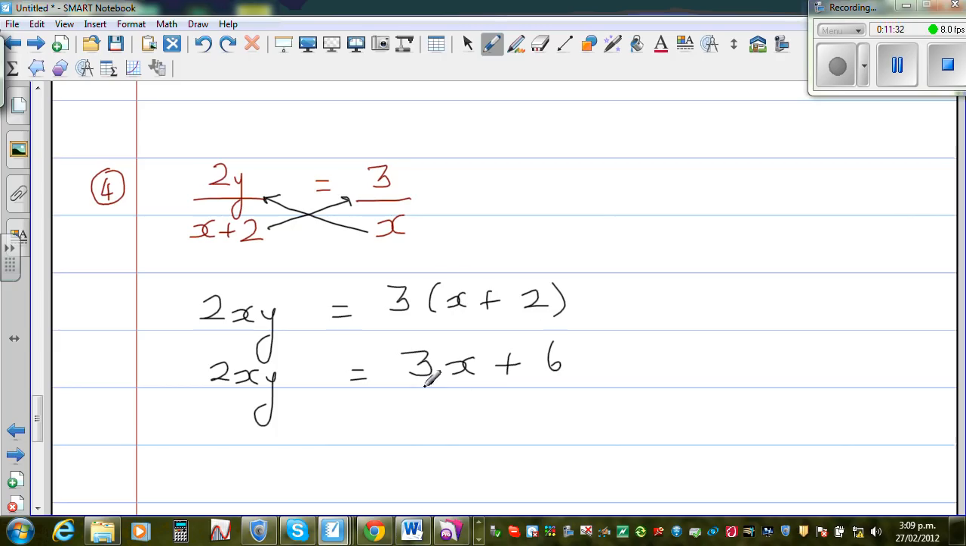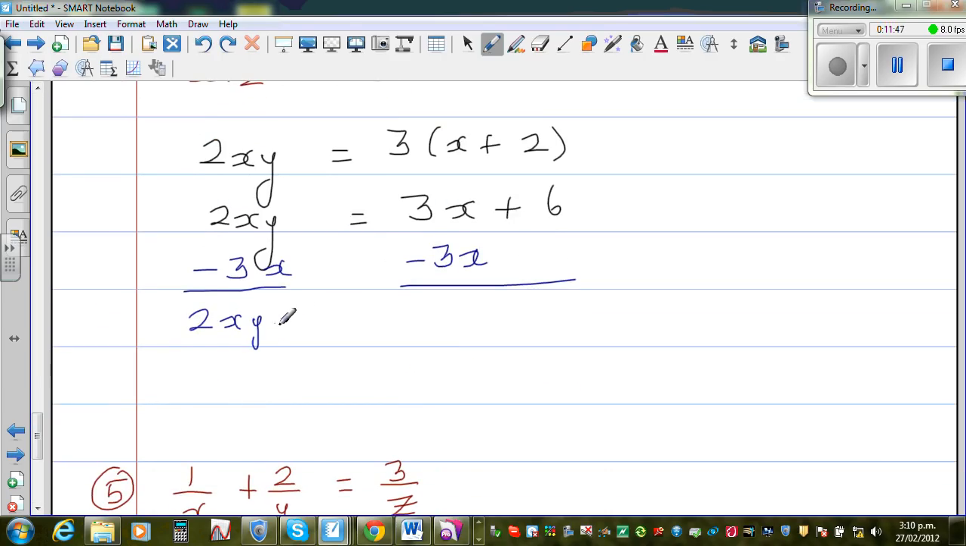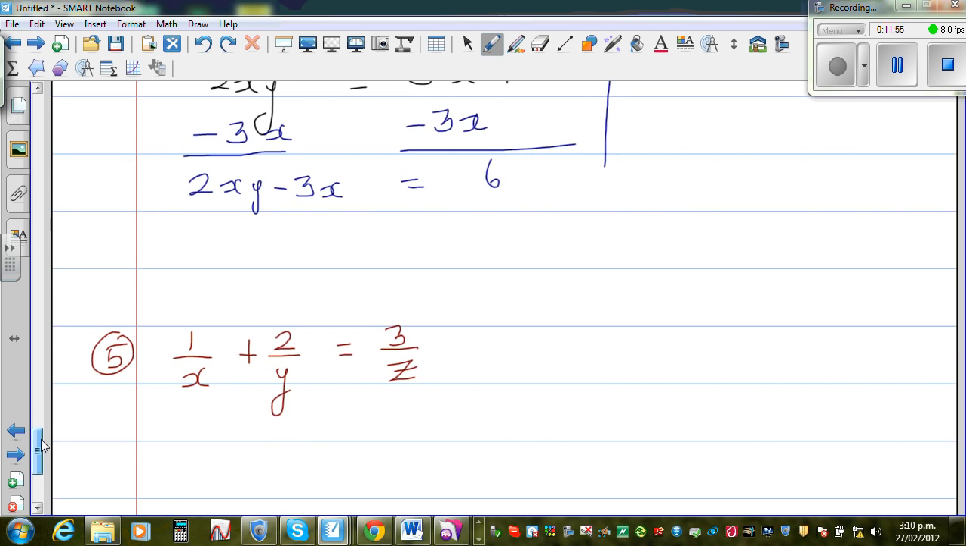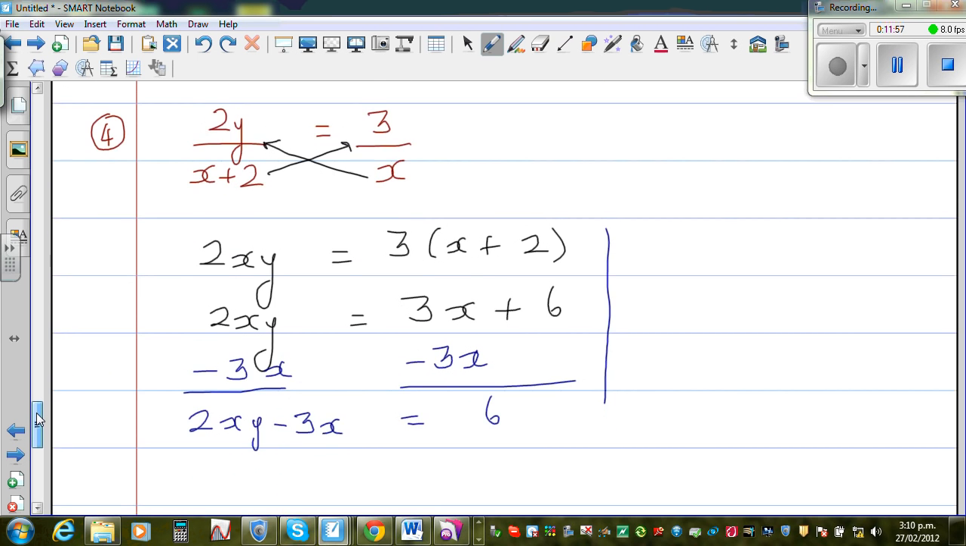Now if you take away 3x from this side, you have to take away 3x from the other side. So these are the two sides. So this is 2xy minus 3x is equal to 6. I'll finish it off here. I would like you to do this yourself. This is a challenge for you. I will make the next video probably to do that.